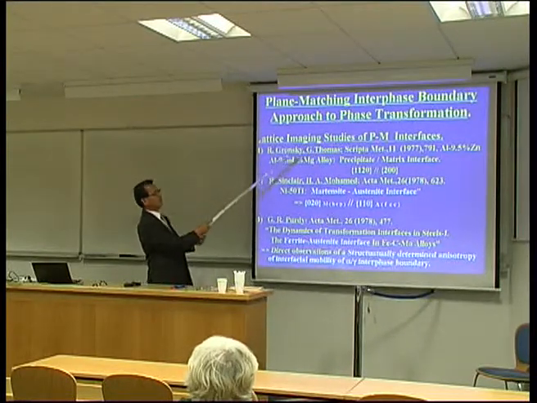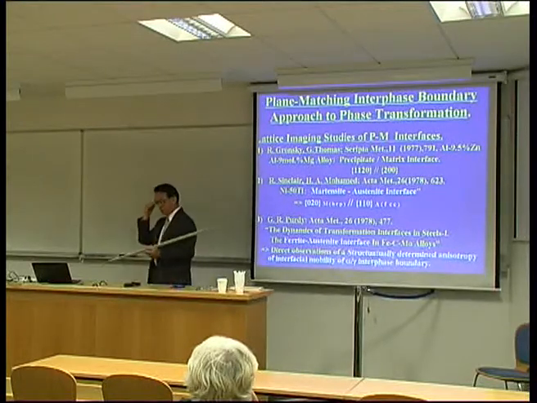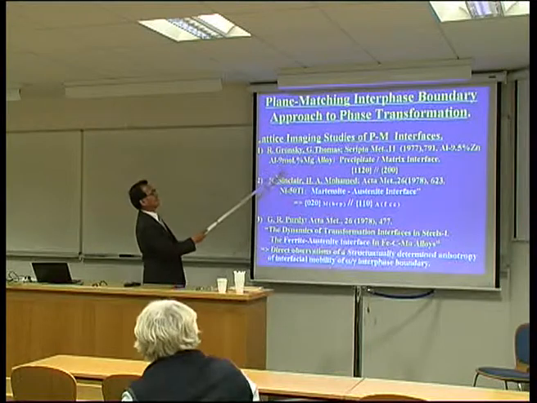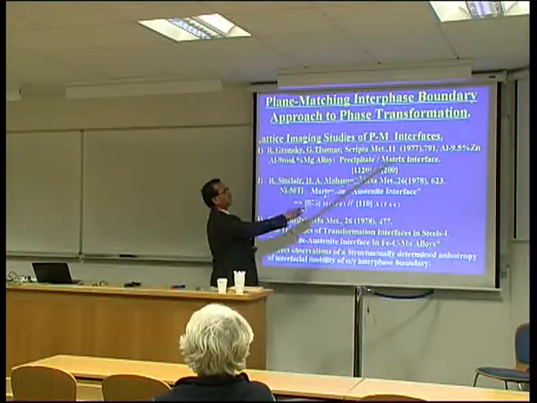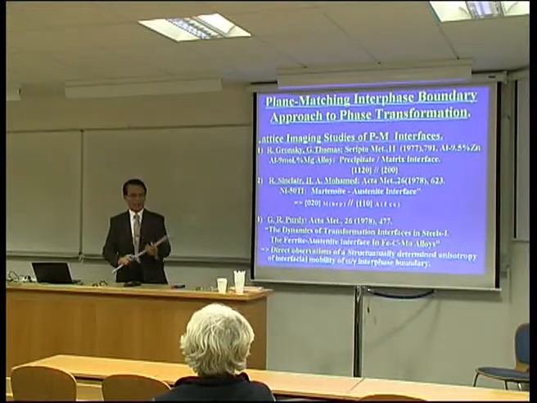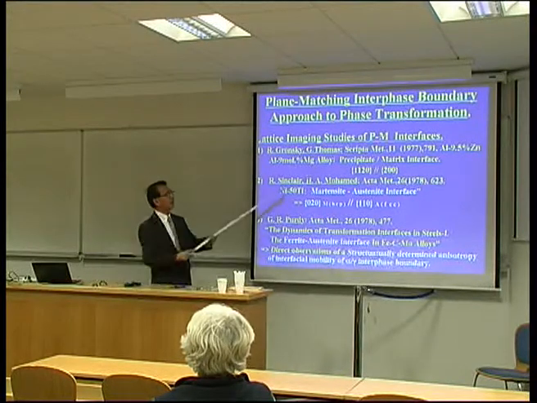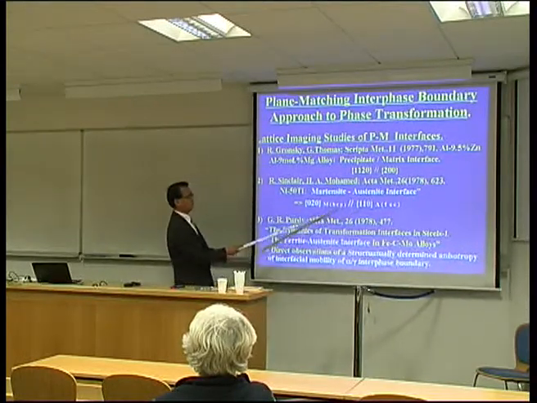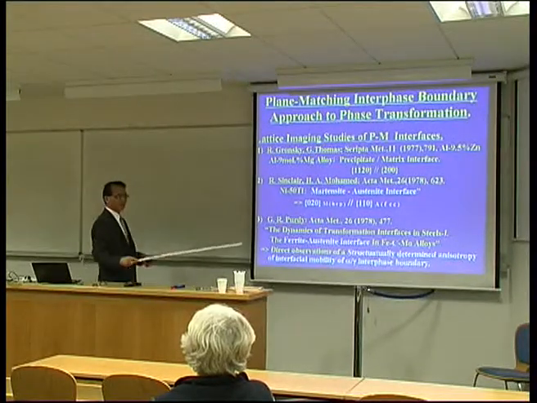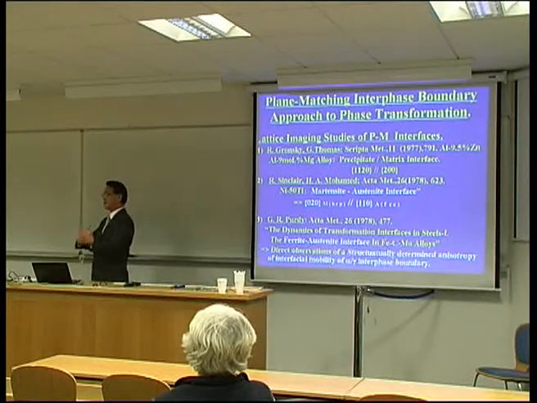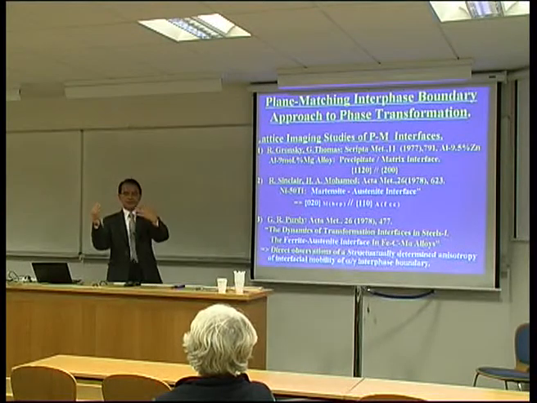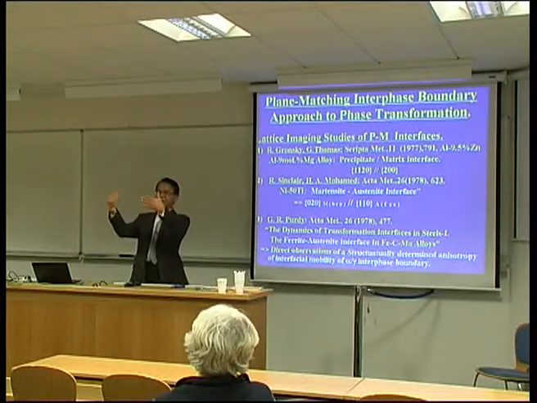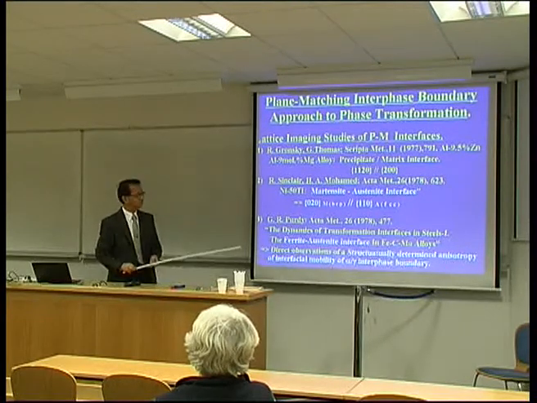The lattice imaging of a plane matching boundary was actually reported by others, not for the alpha gamma phase in steel, but in this case an aluminum magnesium alloy, precipitation. So there is plane matching between the matrix and the precipitate. Another data set shows the interface again, like this. So there are several cases where the close-packed plane in the new phase and the close-packed plane in the matrix connect across the interface.